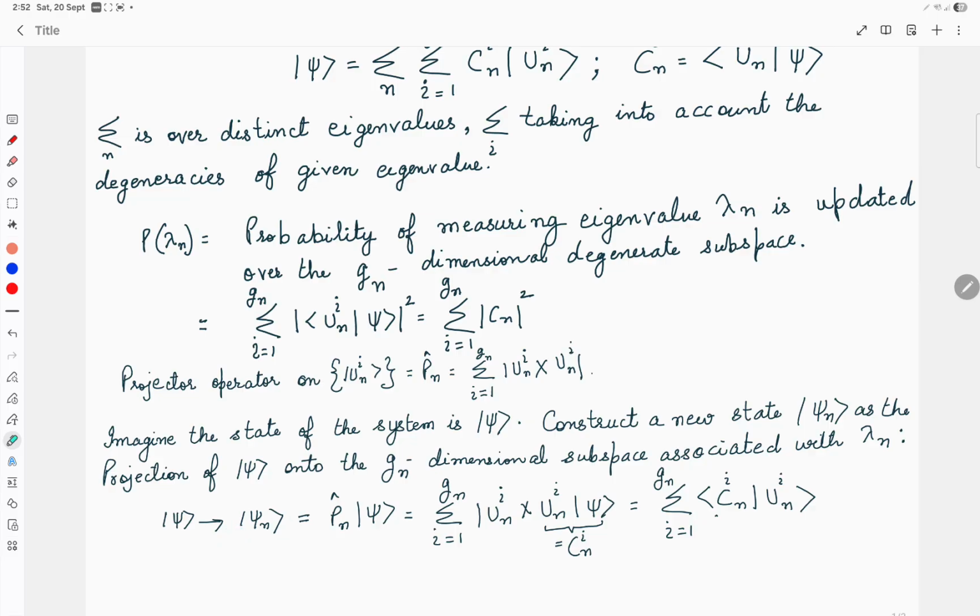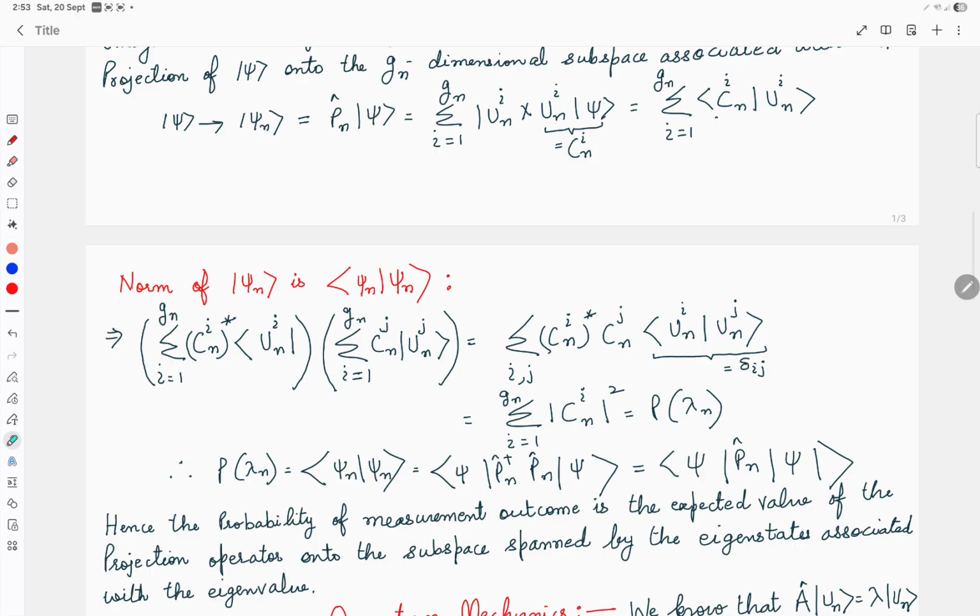How are we going from ket psi to ket psi n? We are applying a projection operator onto psi. This projection operator is basically taking care of the degeneracy. So this factor we have already taken from this point, and we have substituted for Pn here. Now if you do a little manipulation, this inner product will be equal to a scalar value, which is given by Cn, and we write the new state as this.